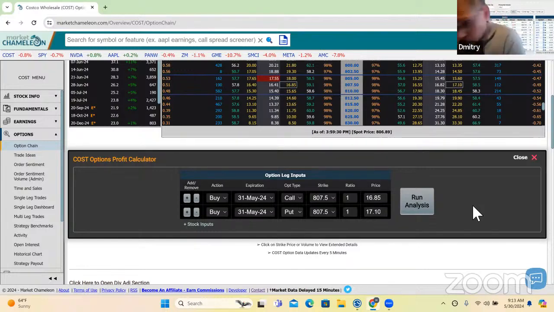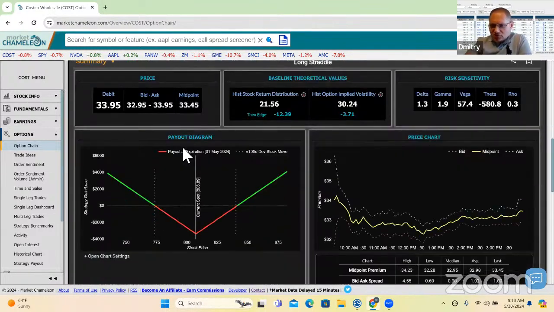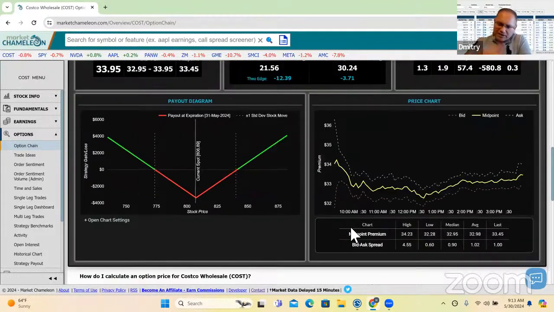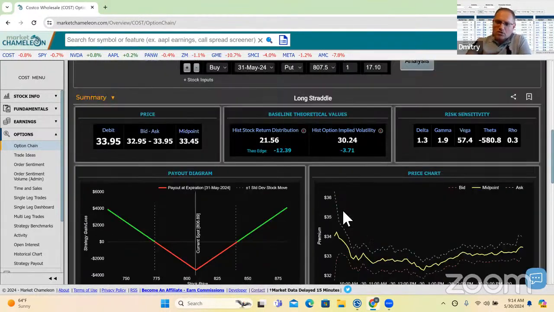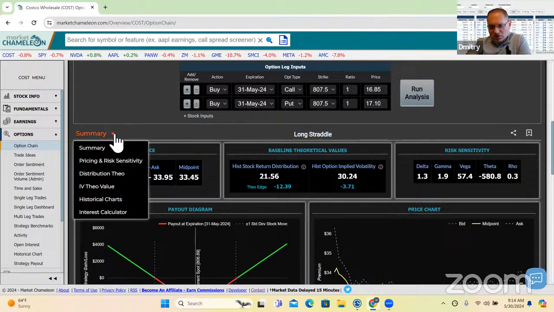So this is a strategy. We're doing both options, and this is going to take into consideration both options. If we wanted to do one option, we'd do just one, but let's do both for this example. If you want a different example, let me know. I'm going to run this analysis, and I get these summary stats, but right now I'm going to skip this and go to the risk sensitivity of this strategy. Here we go. We're a long straddle, and we're going to go to this pricing and risk sensitivity.